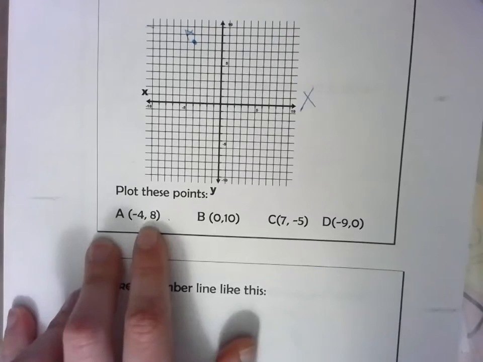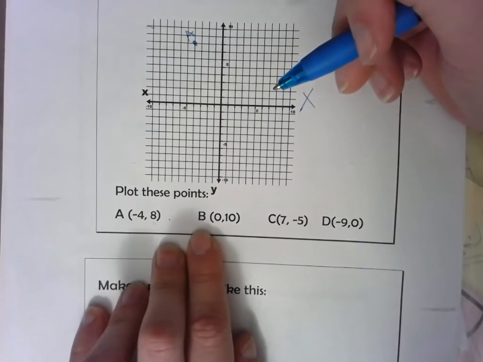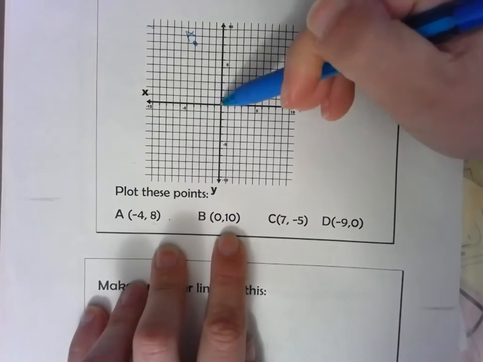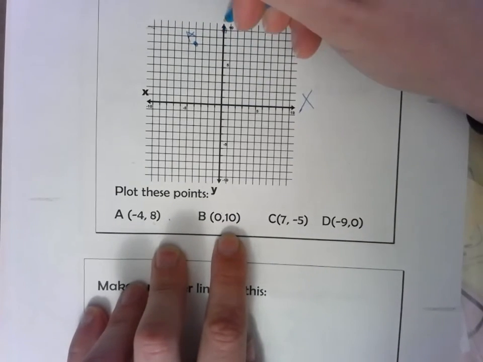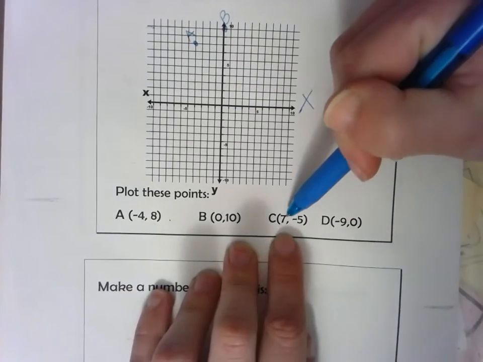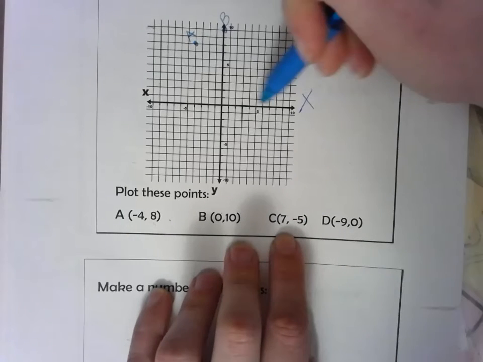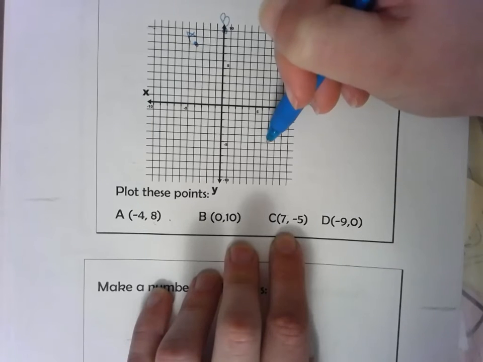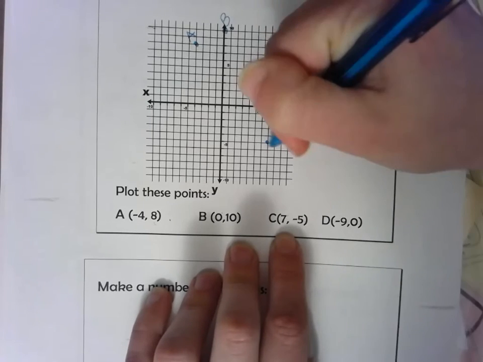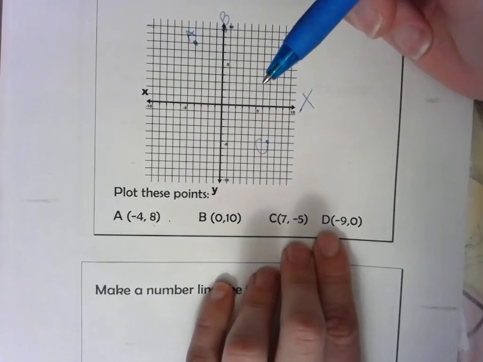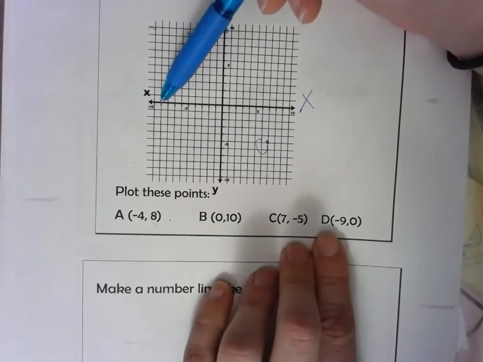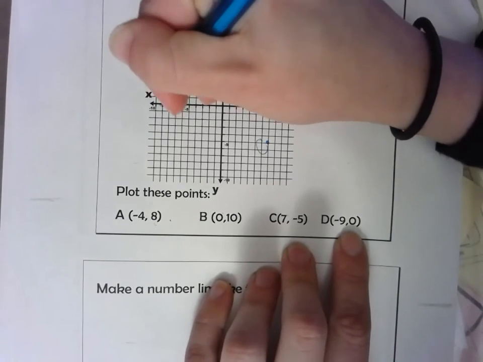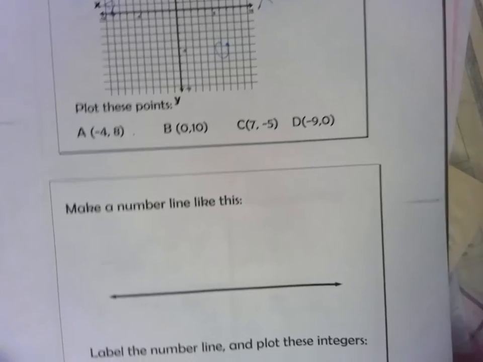We write a capital letter A. B, 0, 10. We don't go across, but we go up 10. C, across first, and then up or down, so across to 7, down 5. 1, 2, 3, 4, 5. There's C. And then D, negative 9, 0. So we go across first, and then up or down, which we don't, because it's 0. There's D.